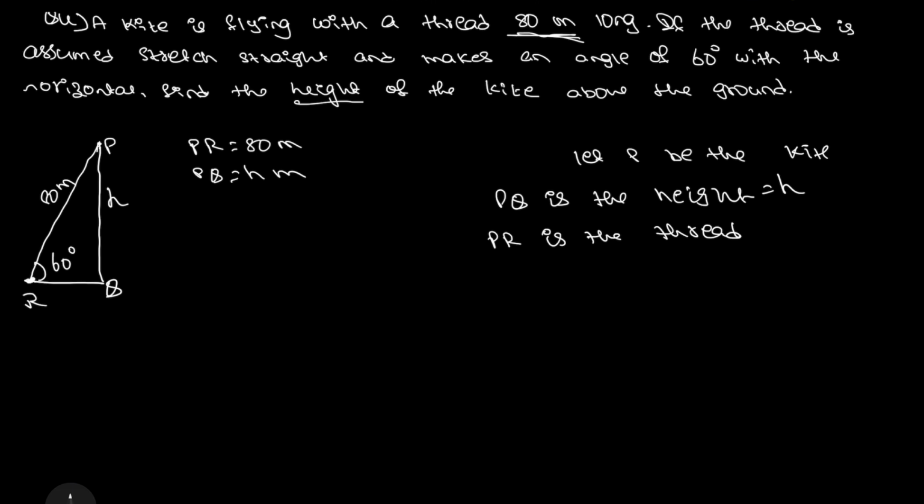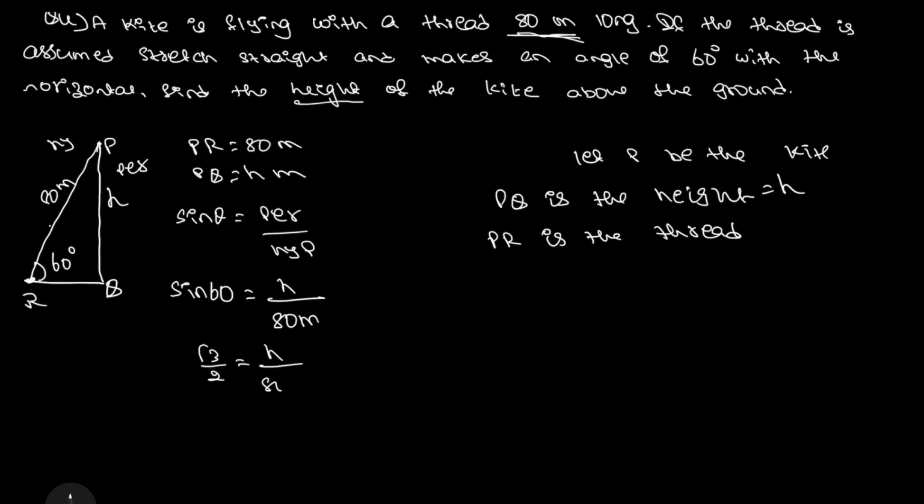So here we are including hypotenuse along with the perpendicular. This is hypotenuse and this is perpendicular. What is the trigonometric function which includes these two? We will be having cosine and sine. So I will take it as sine theta is equal to perpendicular by hypotenuse. Here we have our angle which is sine 60. Sine 60 is equal to perpendicular. Perpendicular is H and our hypotenuse is 80 meter. What is the value of sine 60 here? So sine 60 value is root 3 by 2, which is equal to H by 80 meter.